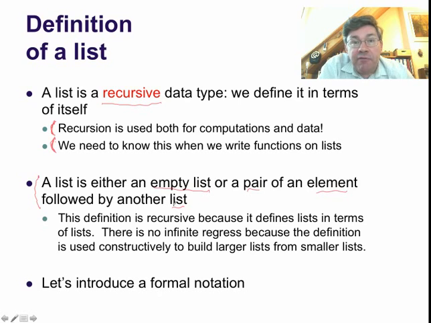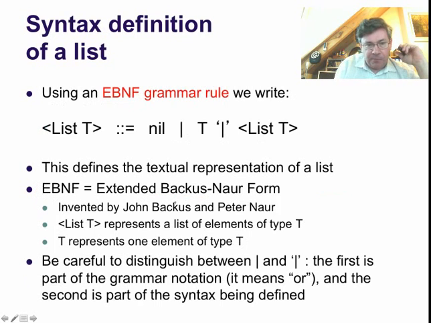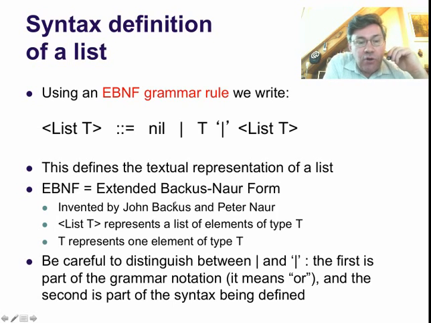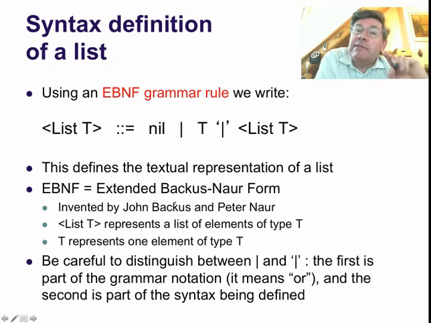There is no infinite regress in this definition because we are going to use it constructively to build larger lists from smaller lists. So we're going to start with the empty list, nil, and we're going to build larger and larger lists. Okay, let's now introduce a formal notation. So we're going to define what's known as the syntax of a list, which is the textual representation of a list. So we're not yet at the point of defining the semantics of list.